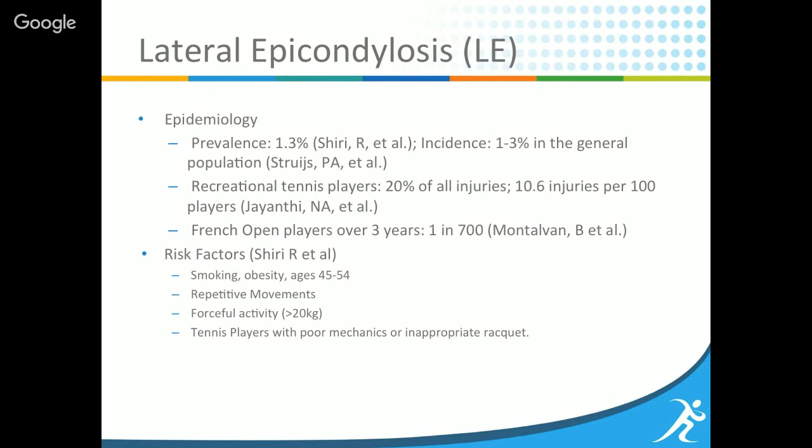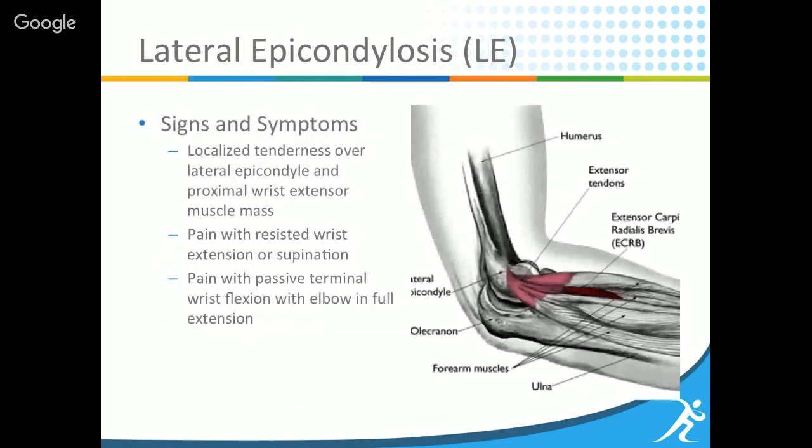Risk factors are almost the same. I mean, obesity, older age, smoking is also thrown in. Repetitive movements, forceful activity, and poor mechanics or improper rackets. So for example, someone who's inexperienced tries to do a higher tension reaction to get more force, they may develop these symptoms. Signs and symptoms include tenderness over the lateral epicondyle and proximal wrist extensor muscle mass. You'll get some pain with resisted extension and supination. In addition, there will be some pain with passive flexion with the elbow fully extended.